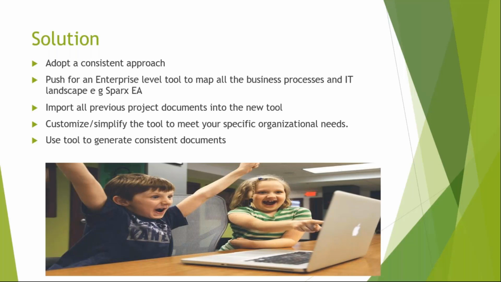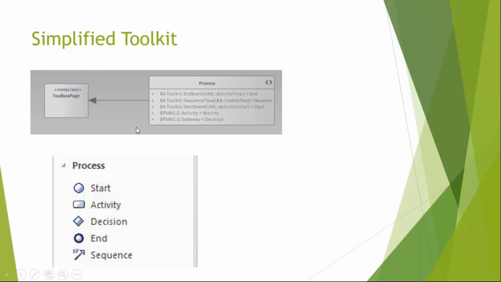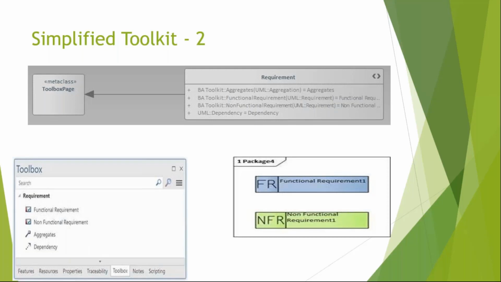So I'll show you what I mean by that. This is a simplified toolkit that I've made for the business process. I've removed all the clutter. It's just a consistent look and feel, that's easier for me and easier for my users. So that's something I've implemented for the requirement toolkit.